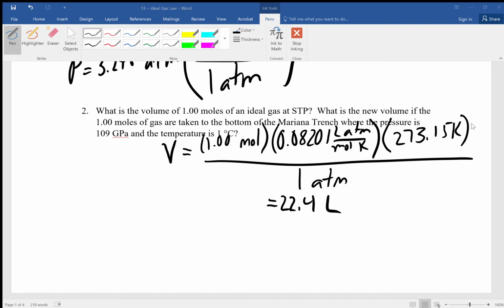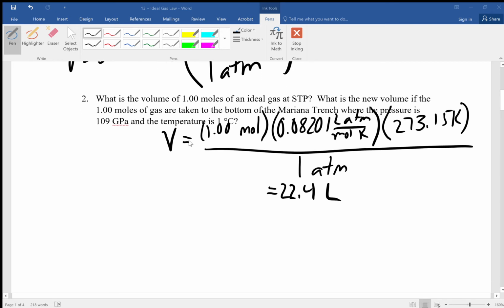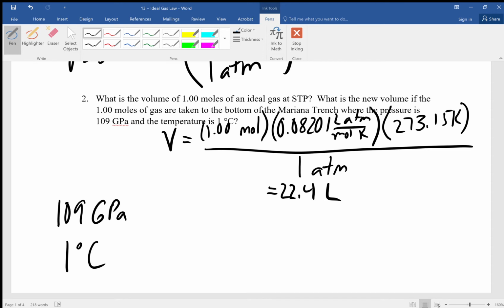Now, what happens if we take that 1 mole of gas to the bottom of the Marianas Trench? At that spot, the pressure is 109 gigapascal, and the temperature is 1 degree Celsius. So first of all, do we know where this is and what this is, the Marianas Trench?